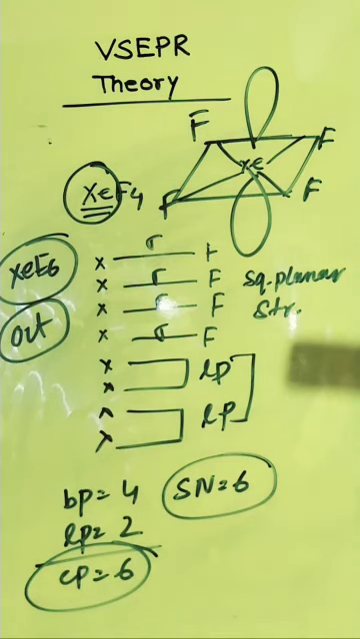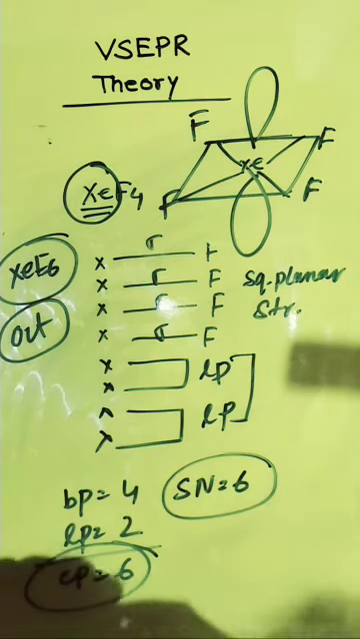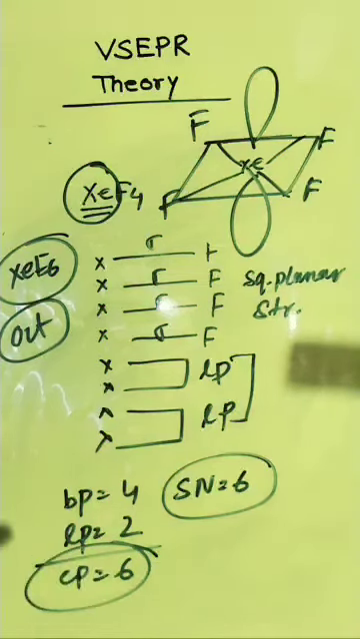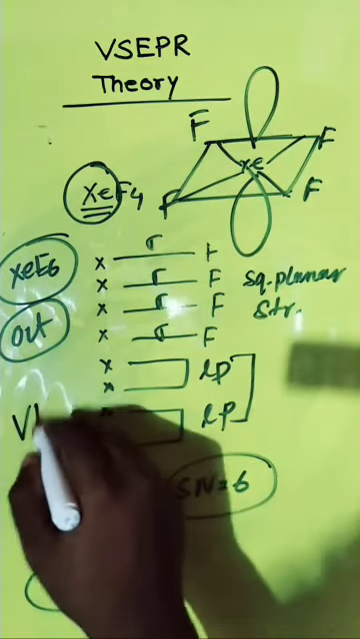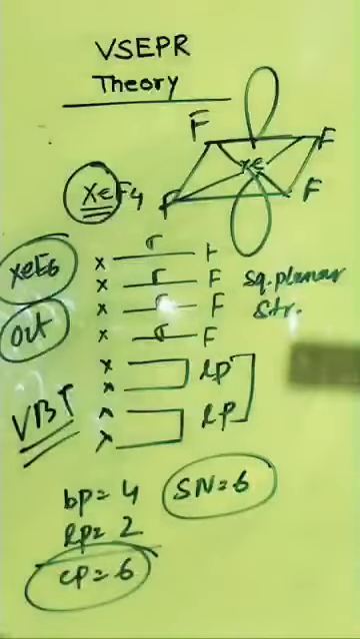And the modified theory is VBT, that is valence bond theory. But I think today that is enough. Next day we will discuss VBT, that is valence bond theory, which is more modified than VSEPR theory. Okay.